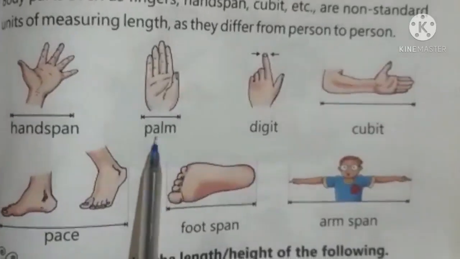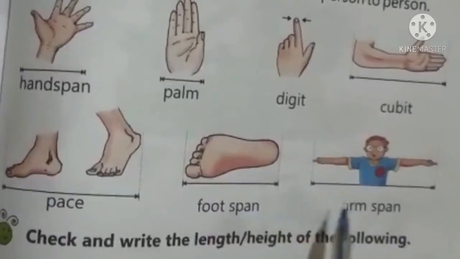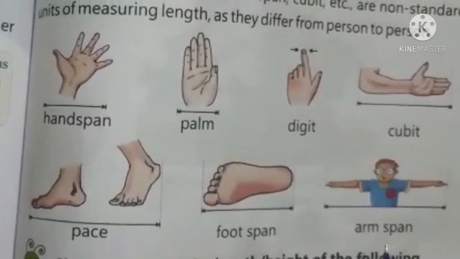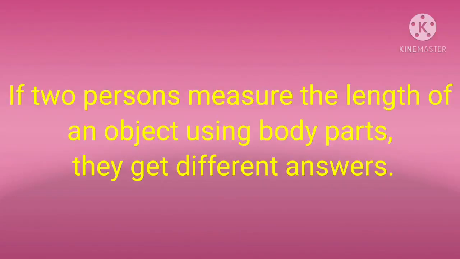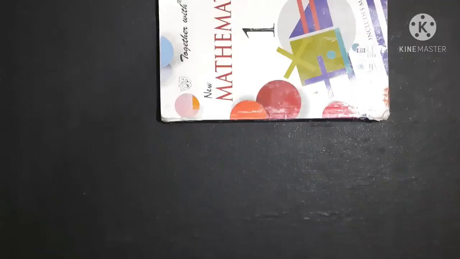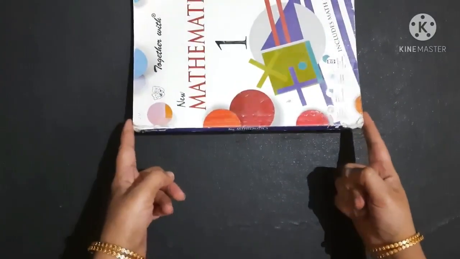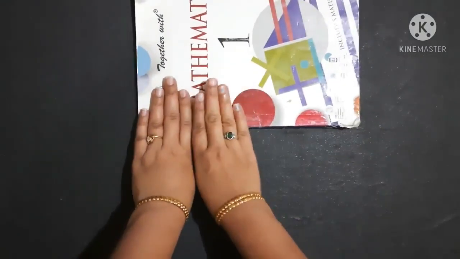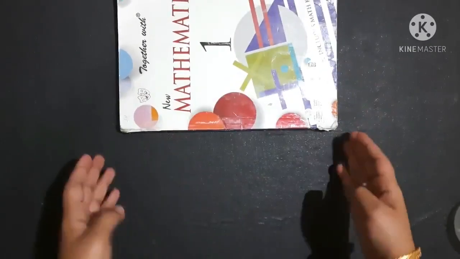Hand span, palm, digit, cubit, pace, foot span, arm span are the non-standard units of length. If two persons measure the length of an object using body parts, they get different answers. For example, children, using my palms, I want to find the length of this textbook. 1 palm, 2 palms, 3 palms and 4 palms. So the length of this textbook is 4 palms.